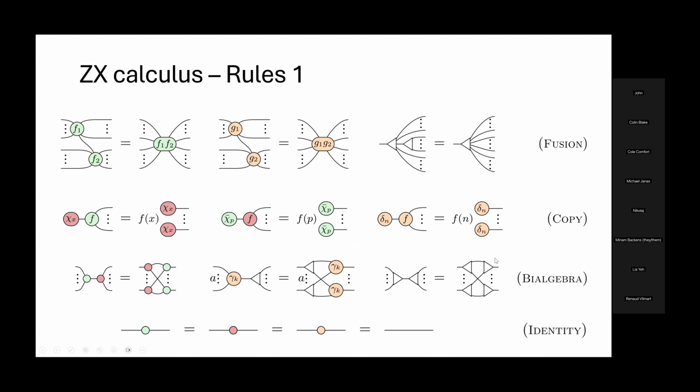And we have the copy rule, which just copies the basis states. And we have three different bialgebras. So we have the ZX bialgebra, we have the Fock-W bialgebra, and we have the WW bialgebra. So there are three bialgebras in this calculus. And this is just saying one input, one output is identity.